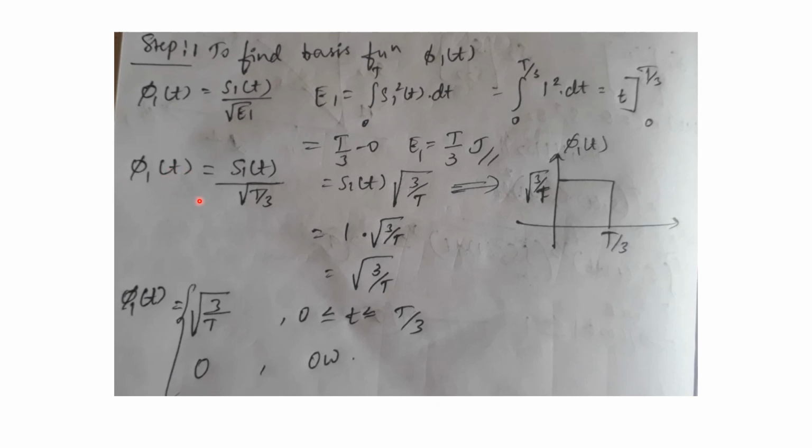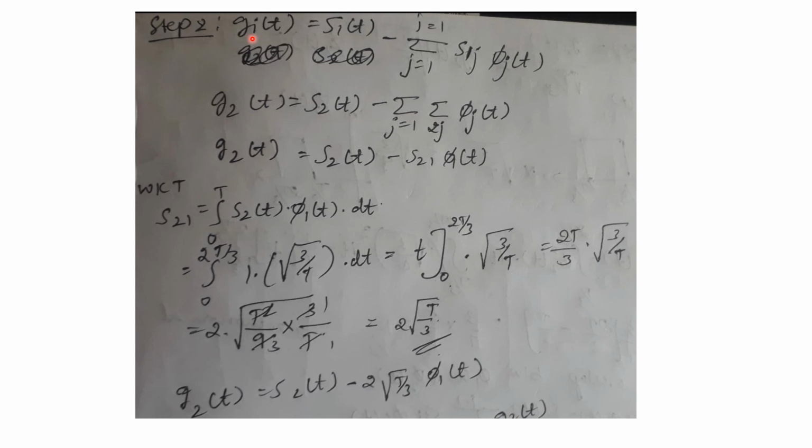Now we have to find phi1 of t, so that S1 of t divided by square root of T by 3. Here E1 is T by 3. Therefore, S1 of t into square root of 3 by T, here reciprocal. Then S1 of t is 1. Then phi1 of t is square root of 3 by T. Here we have constructed the graph. Then phi1 of t is equal to square root of 3 by T for the limits 0 less than or equal to t less than or equal to T by 3, and 0 otherwise.